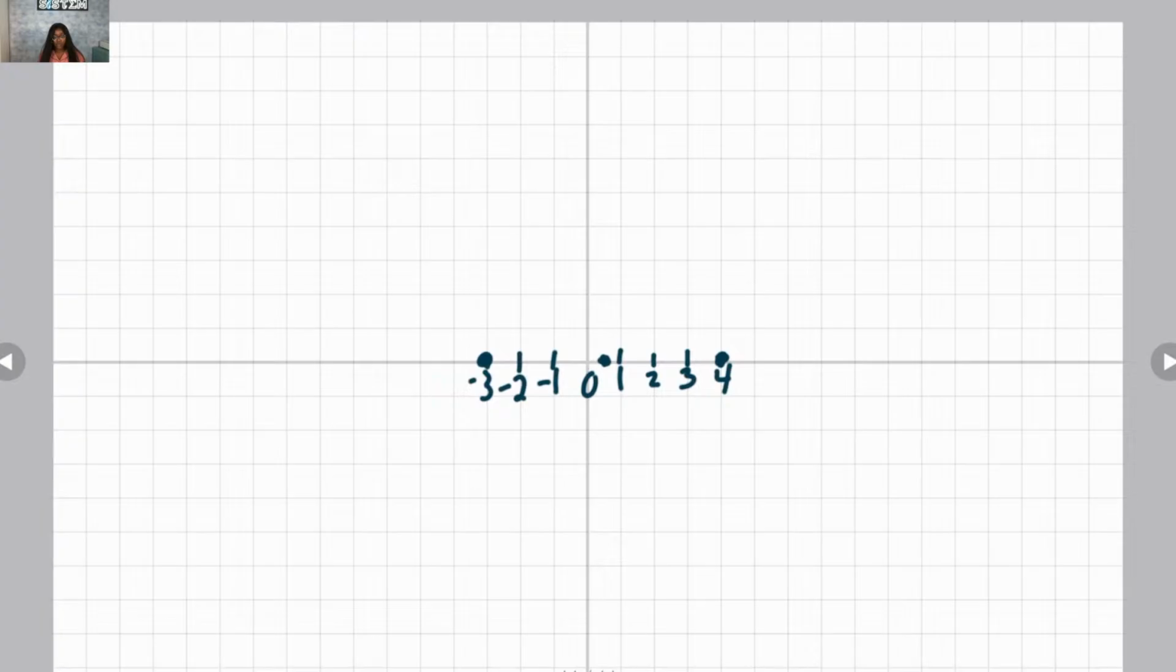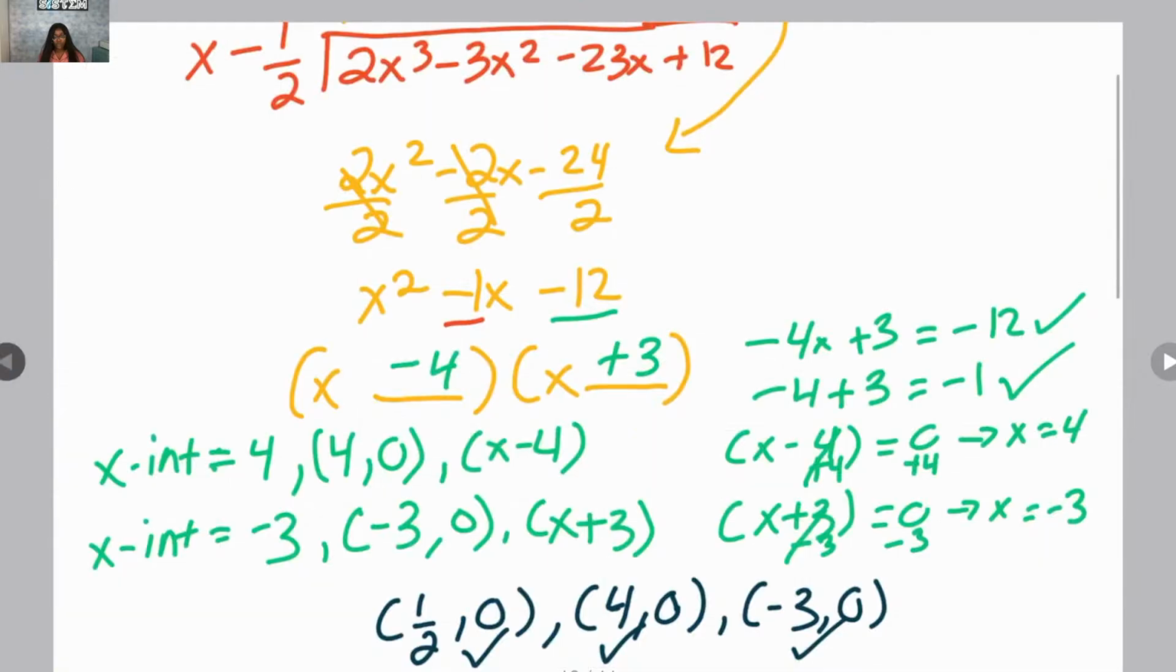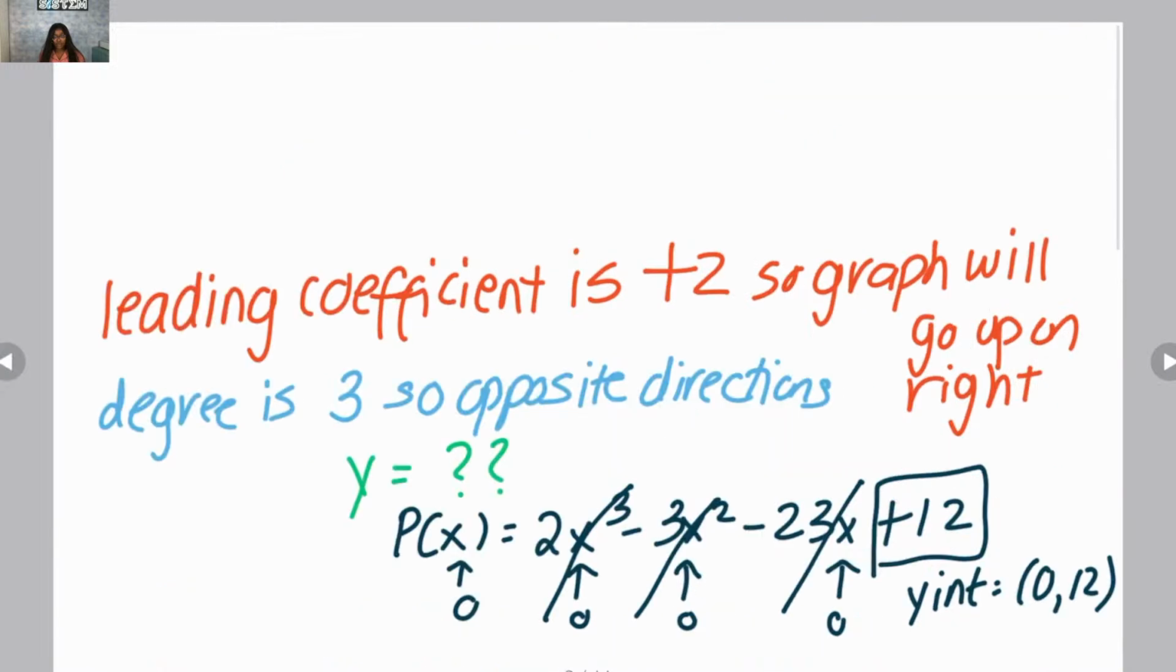Okay, those are our x-intercepts. We also have to plot our y-intercept. What was our y-intercept? I think it was from a long time ago. Oh, here. So we found our y-intercept was (0, 12). So let's go plot that.